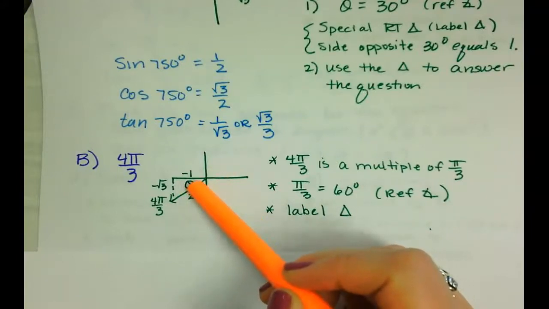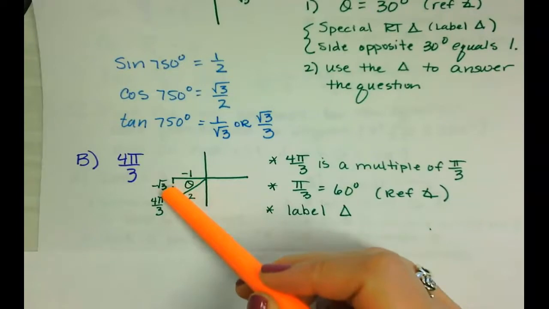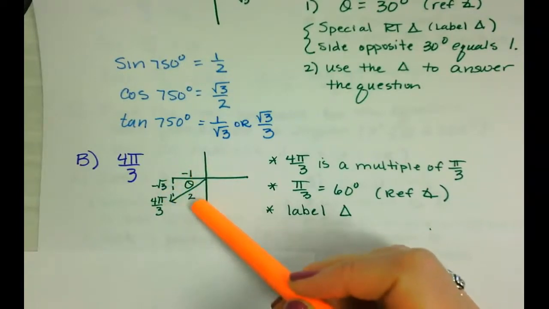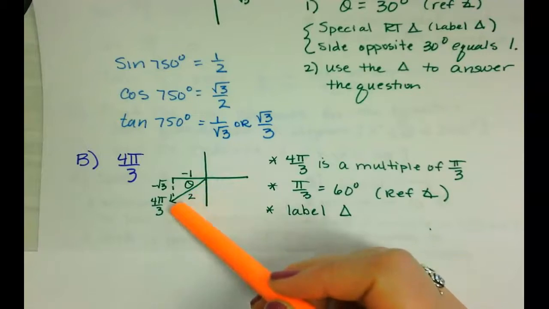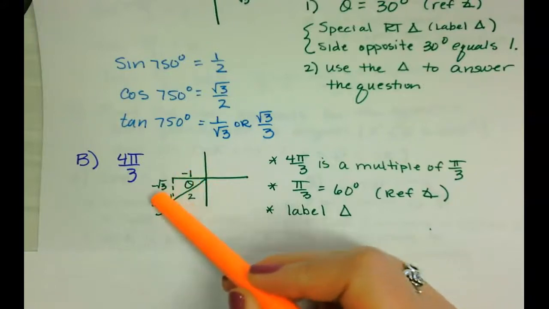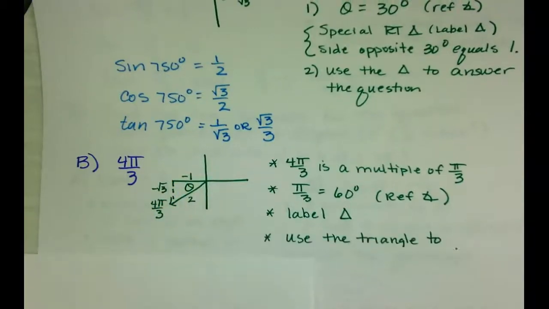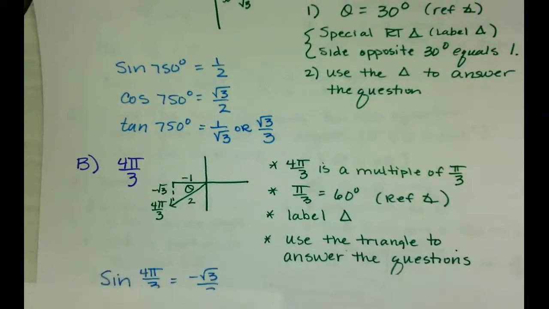So when I set up my 60-degree triangle, the side opposite 60 is root 3. The short side is 1, and the hypotenuse is 2. But remember, this is in quadrant 3. And in quadrant 3, when you graph a point, you do a negative, negative. So both of those lengths of those sides have to be negative. And that's one of those places where students miss points when they're doing assessments, is they forget that this is in the negative direction, this is in the negative direction. So I just wanted to remind you about that.